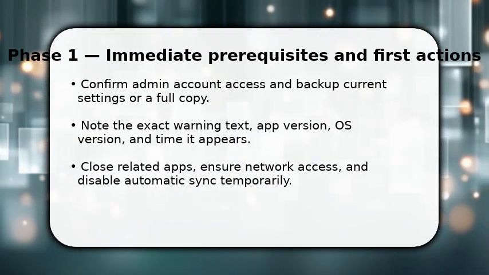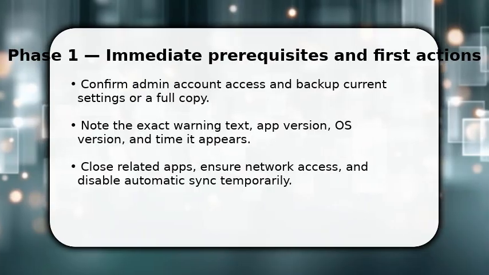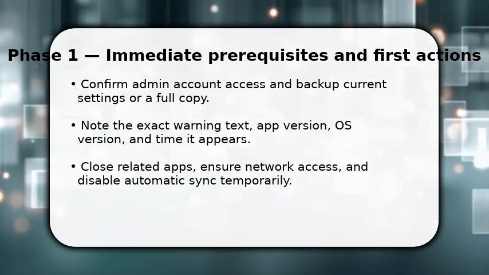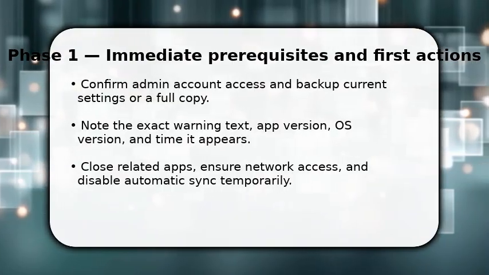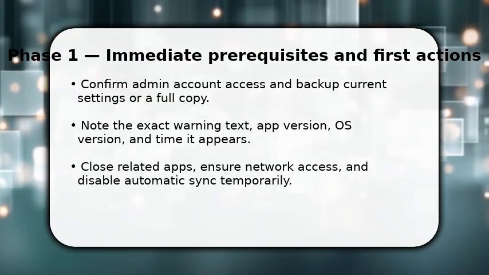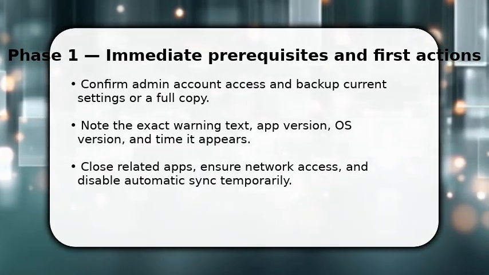You start by confirming you have an administrator account and a fresh backup. This prevents data loss. Once backed up, record the precise warning wording, app version, and OS build so you can target the fix. Next, close dependent applications and turn off automatic sync or external drives to avoid interference.